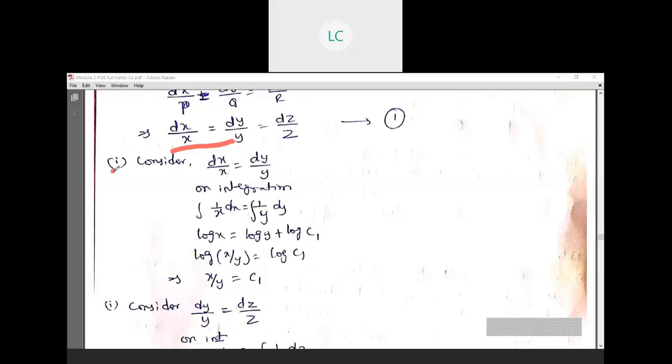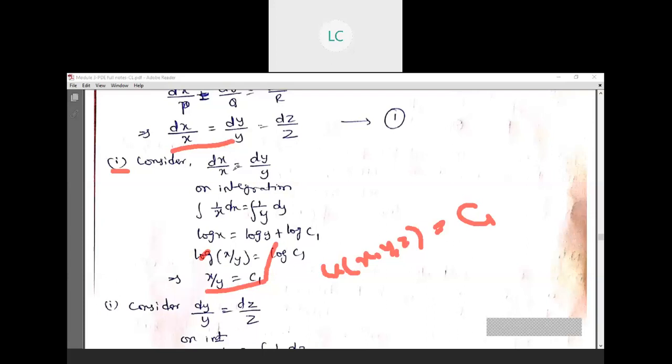So first case, consider dx by x is equal to dy by y. If we integrate this, 1 by x integration is log x is equal to log y. After the integration, we should consider one constant, that is log c1. Log x minus log y is log x by y equal to log c1. So log will eliminate, we'll get x by y equal to c1. So now it is of the form u of x, y, z is equal to c1. That's why x by y represents u.